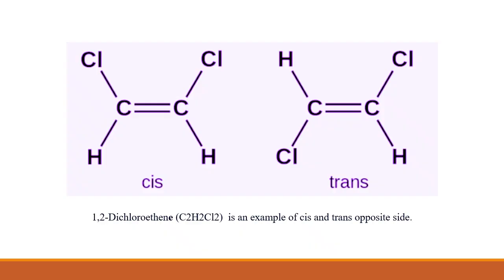Here I want to show this example. This is dichloroethane, C2H2Cl2, but their structures must be different. When the two chlorine atoms are on one side, it is called cis. If each chlorine atom is on a different side, it is called trans. So dichloroethane, C2H2Cl2, is an example of cis and trans, opposite sides.